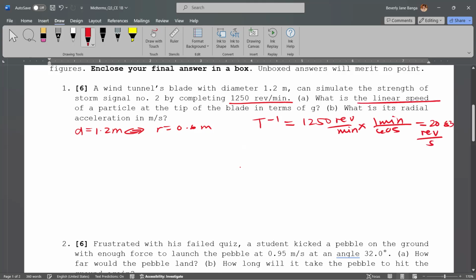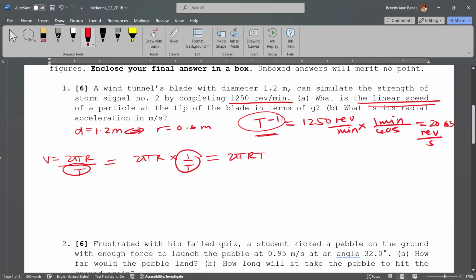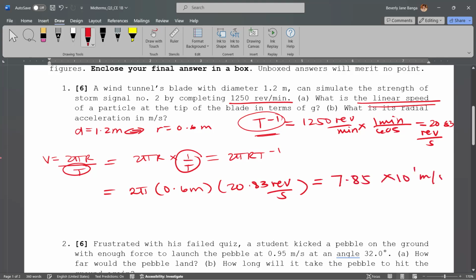So, ang tanong sa atin ay the linear speed. Again, class, ang linear speed natin is simply 2 pi r over t. But since I don't want to solve the t anymore, I know that I can write this as 2 pi r times 1 over t. And 1 over t is basically your t inverse. So, 2 pi r t inverse na yung equation. So, this is simply 2 pi times 0.6 meters times t inverse, which is 20.83 rev per second. So this will give me the answer na 78.5. So this is 7.85 times 10 raised to 1 meter per second.